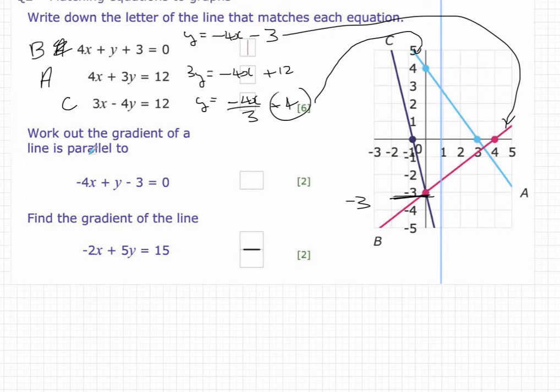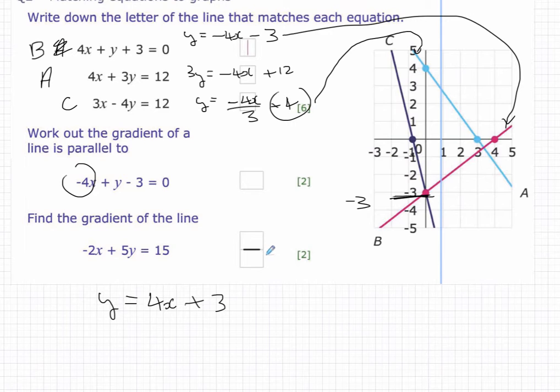Work out the gradient of the line parallel to this one here. Okay, so we've got y is equal to, take this over, becomes 4x. The minus 3 becomes plus 3.